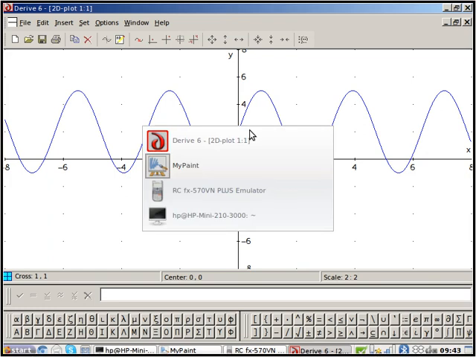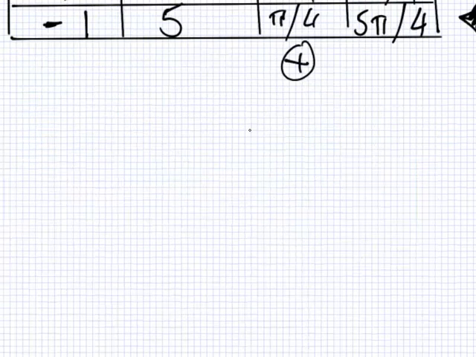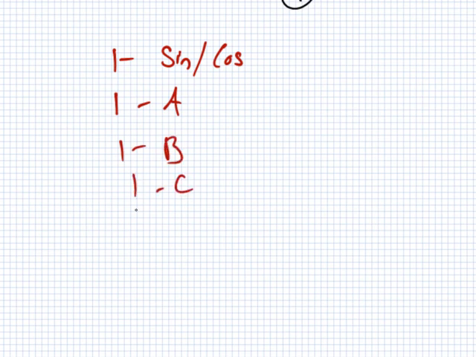So in the exam it's like this usually. 1 mark if you get the sine or the cos part right, and then another mark for getting the A right, the B, the C and the D. So usually 5 marks in the exam.